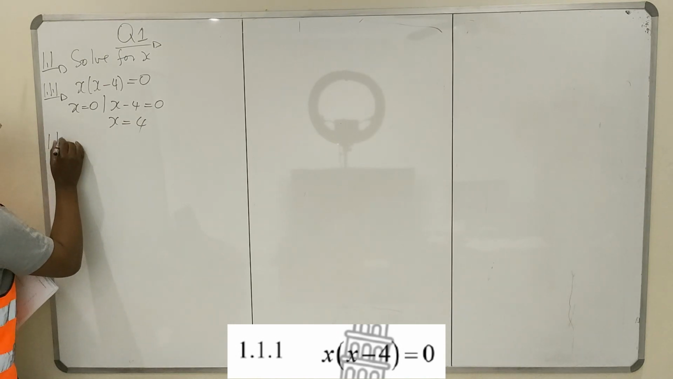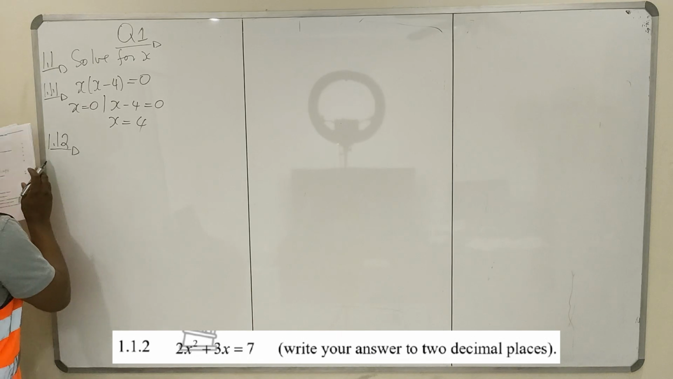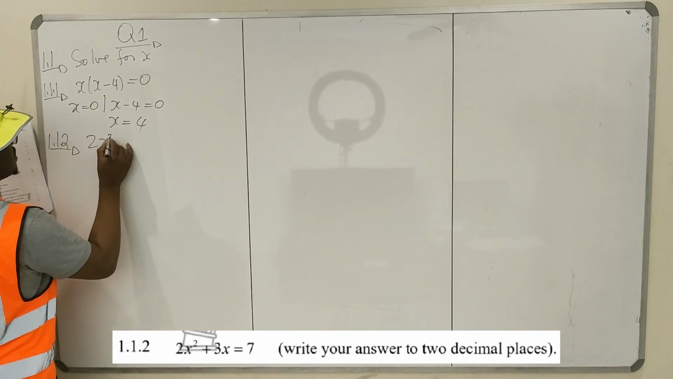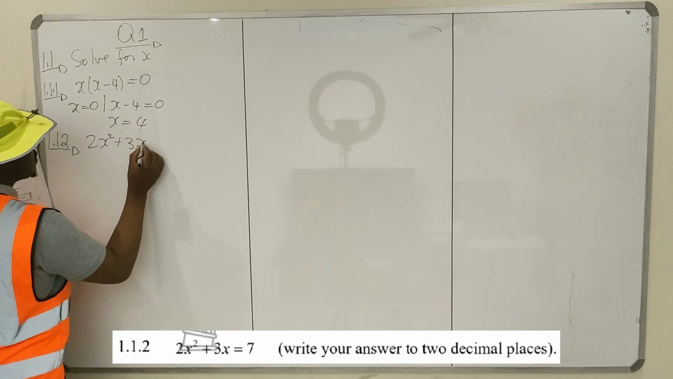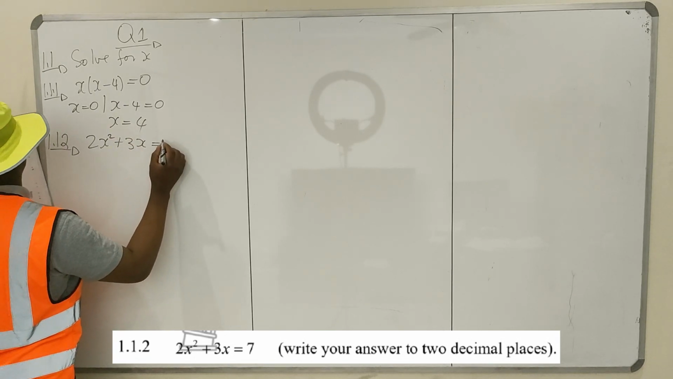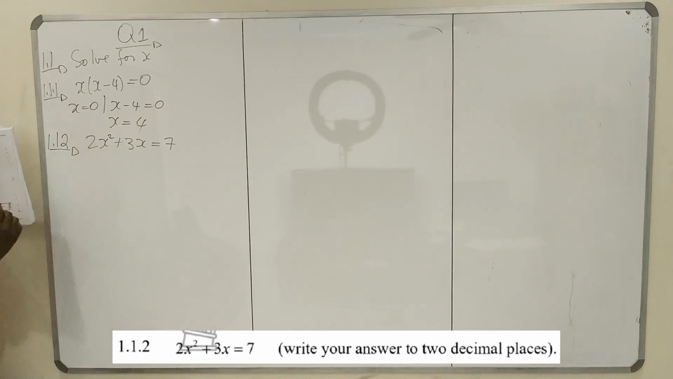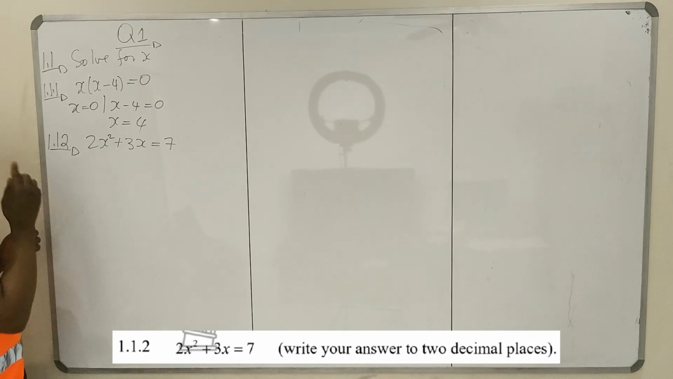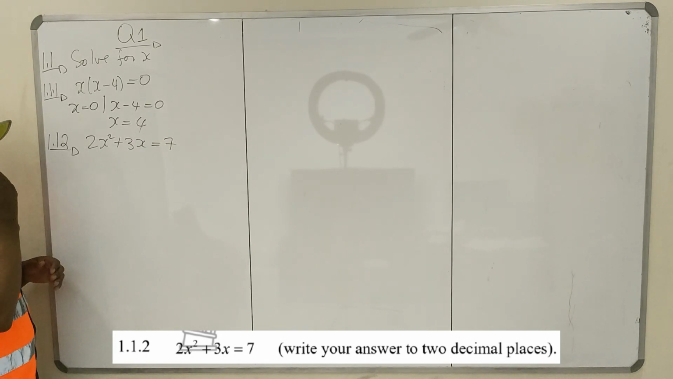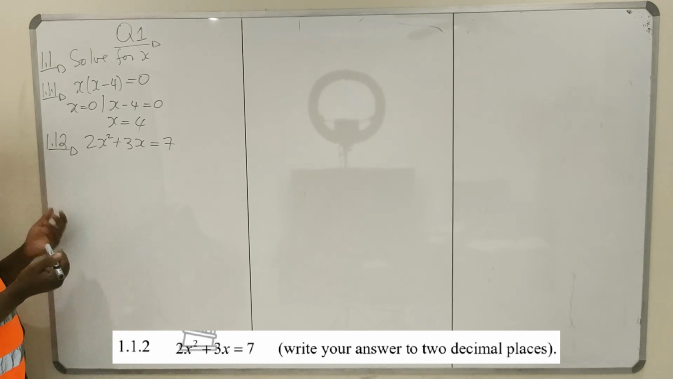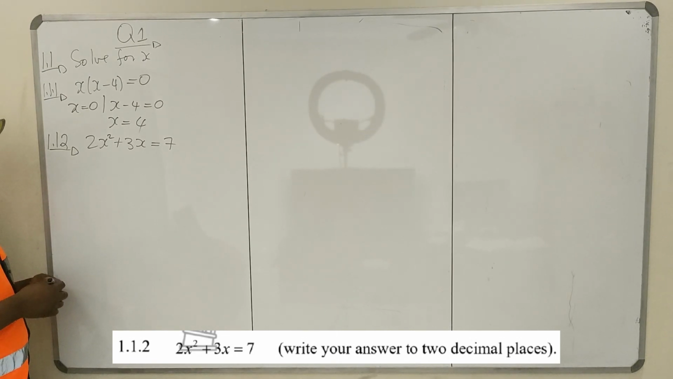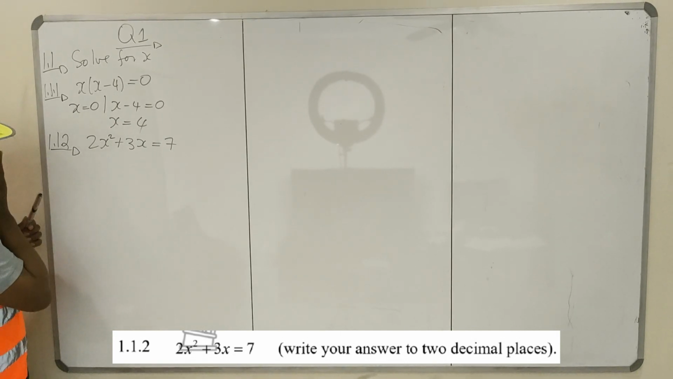So 1.1.2. They're saying solve for x. You're given 2x squared plus 3x is equal to 7, and then they say write your answer to 2 decimal places. So I suspect this does not have very nice looking solutions, maybe not answers that would be more like an integer. So let's go.